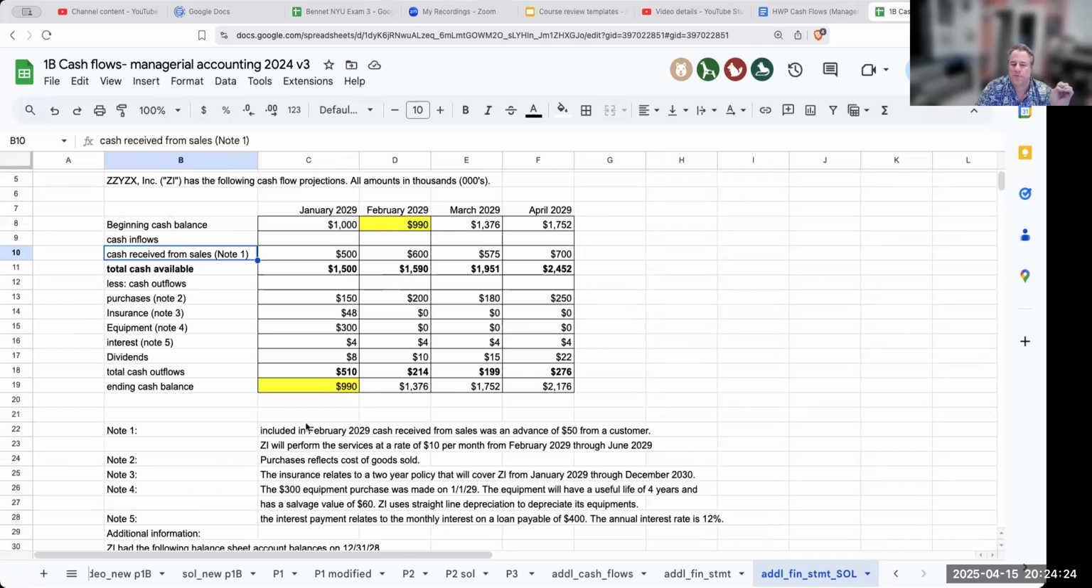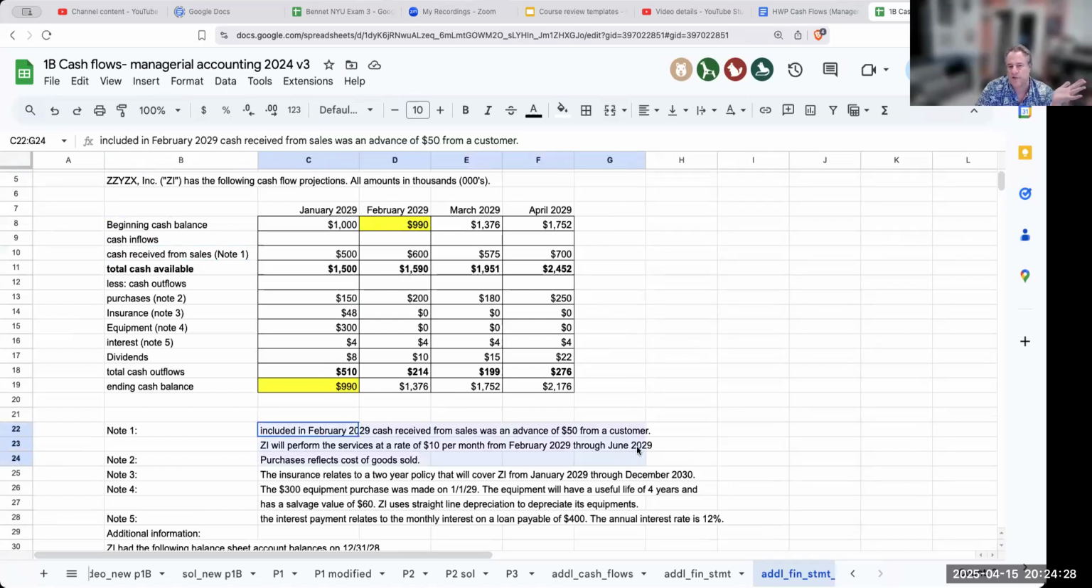However, for this over here, we're given some additional information. And let's go through this. This is very critical. Included in February 2029 cash received from sales was an advance of $50 from a customer. We will perform the services at a rate of $10 per month from February 2029 through June of 2029.